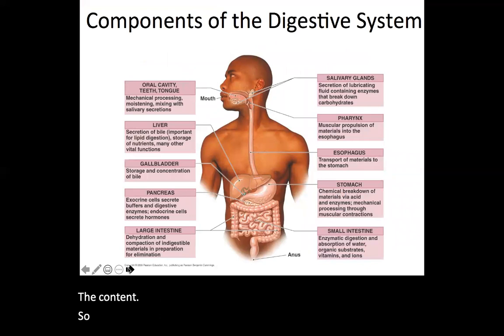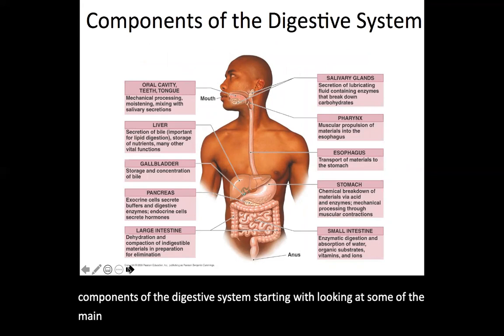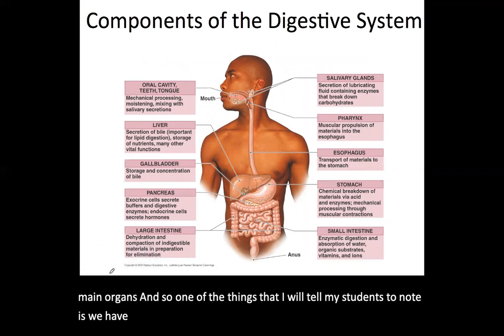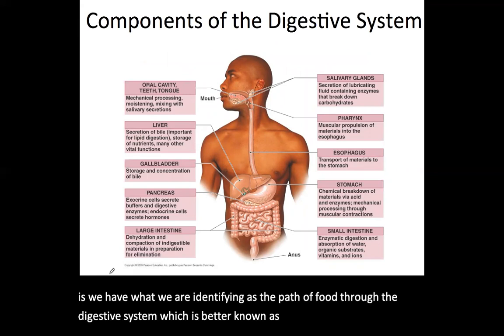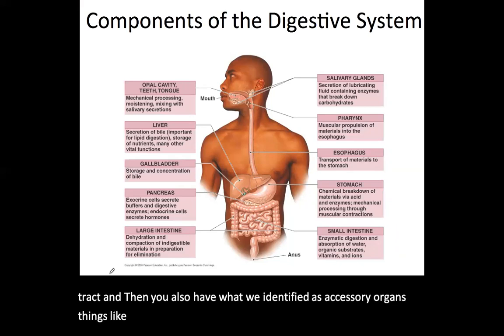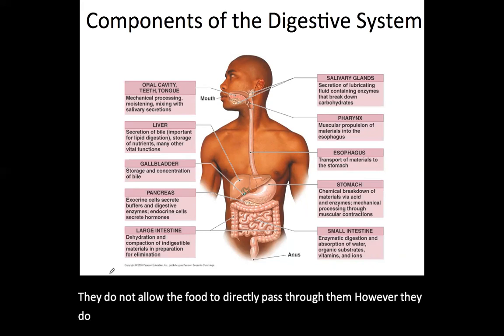So we're going to start with the components of the digestive system, looking at some of the main organs. One of the things I always tell my students to note is the path of food through the digestive system, which is better known as the alimentary canal or GI tract. And then you also have what we identify as accessory organs, things like your liver, your salivary glands, your pancreas, gallbladder. They do not allow the food to directly pass through them. However, they do contribute to the process of digestion and absorption of the nutrients.